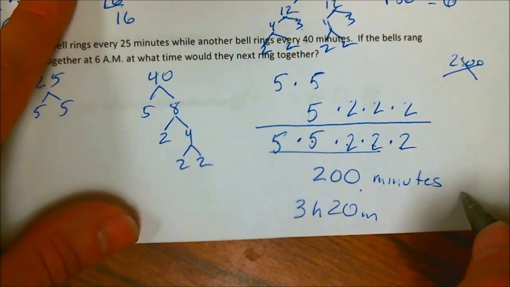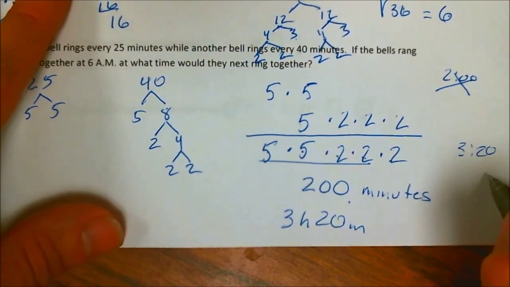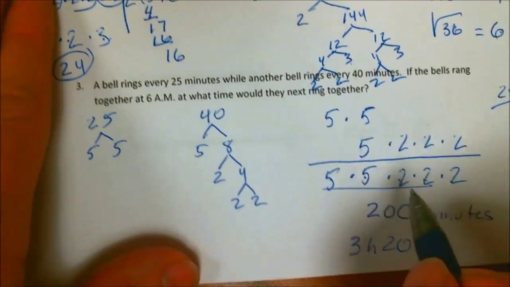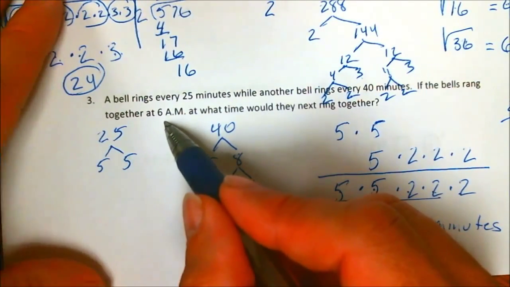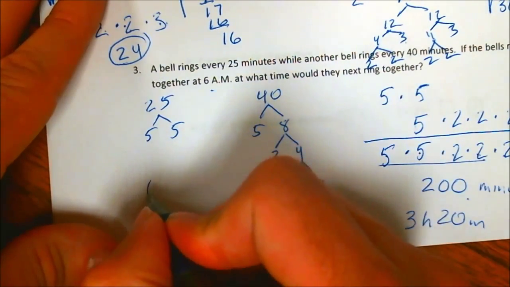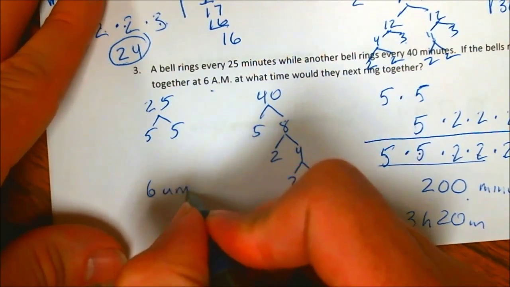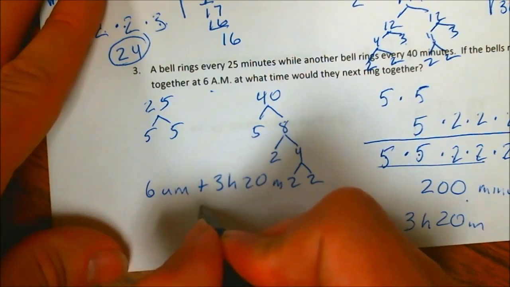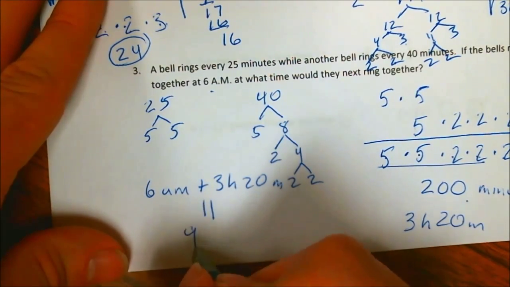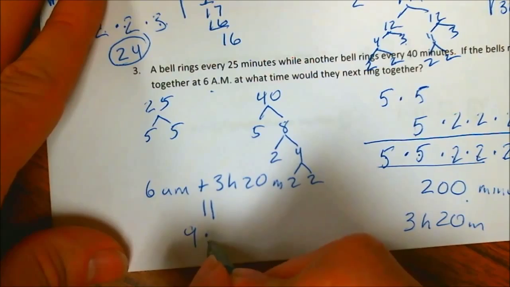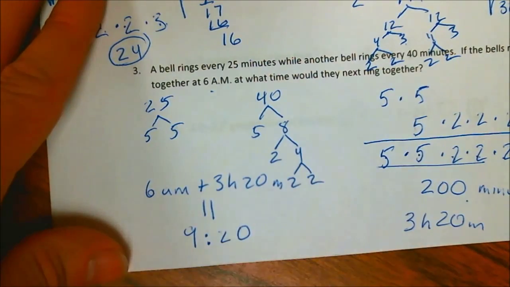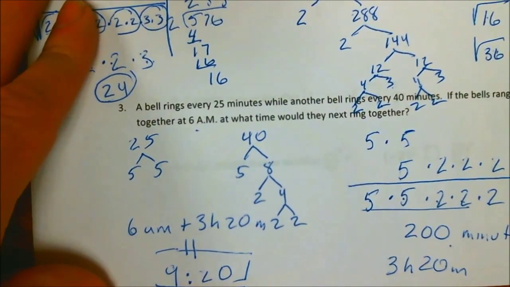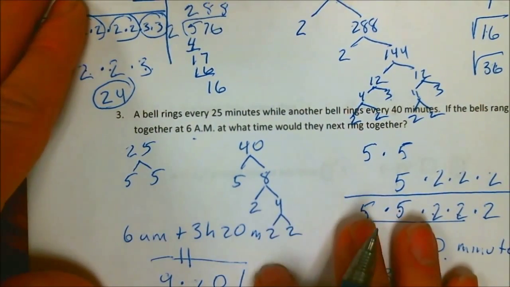A lot of you got to there and you wrote 3:20. It won't ring at 3:20. It'll ring 3 hours and 20 minutes after 6 o'clock, which happens to be 6 a.m. plus 3 hours and 20 minutes equals 9:20. And that is when those bells will ring together again.